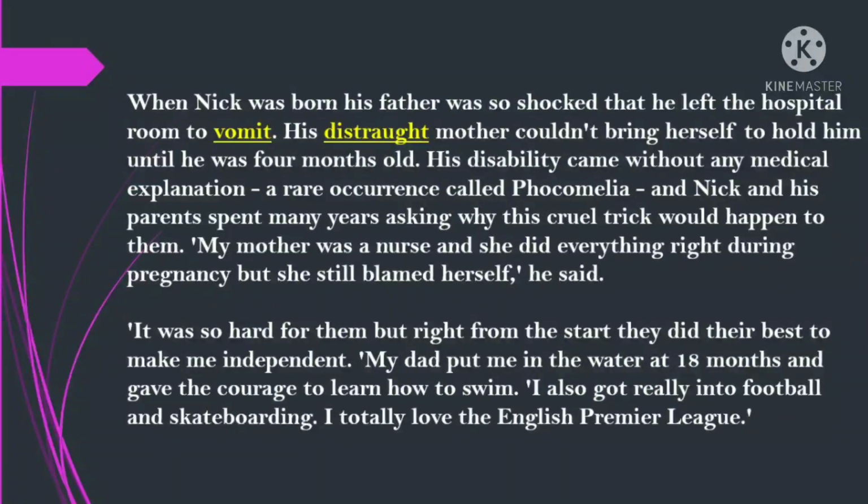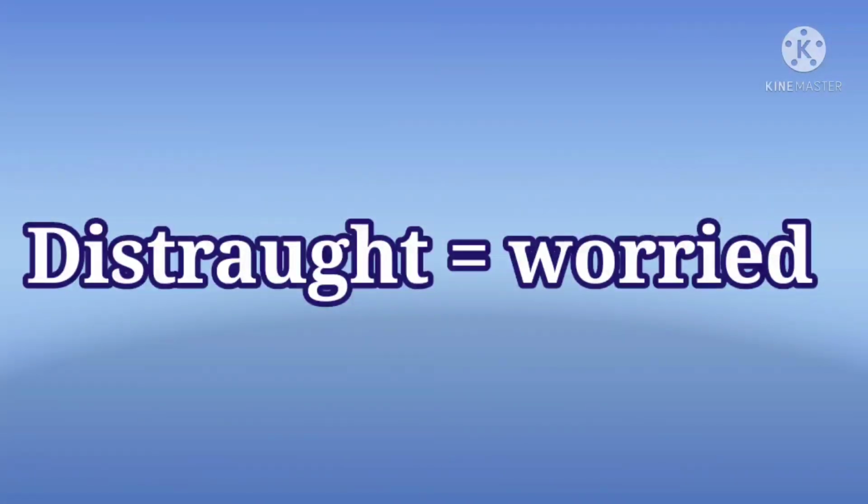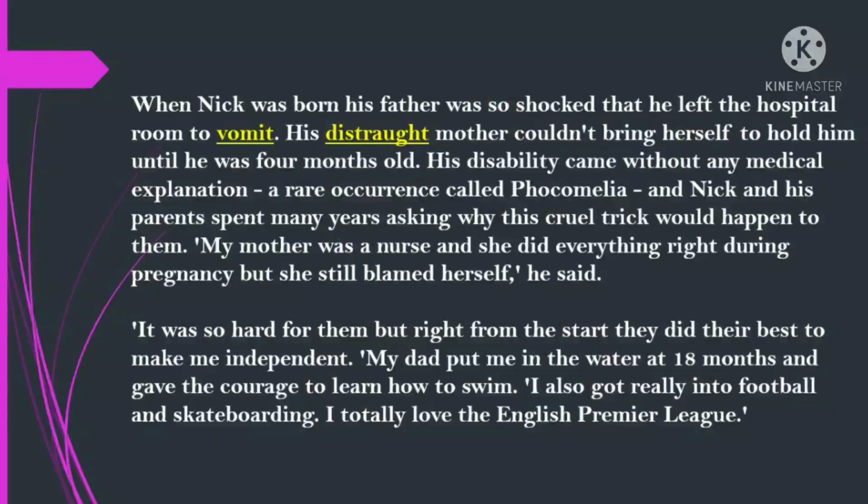His distraught mother couldn't bring herself to hold him until he was 4 months old. His mother too became distraught. His mother became worried because Nick was a torso. She was unable to hold him until he was 4 months old. It is easy for us to hold a child with arms and legs, but as he had no arms and legs, his mother felt it difficult to hold him.